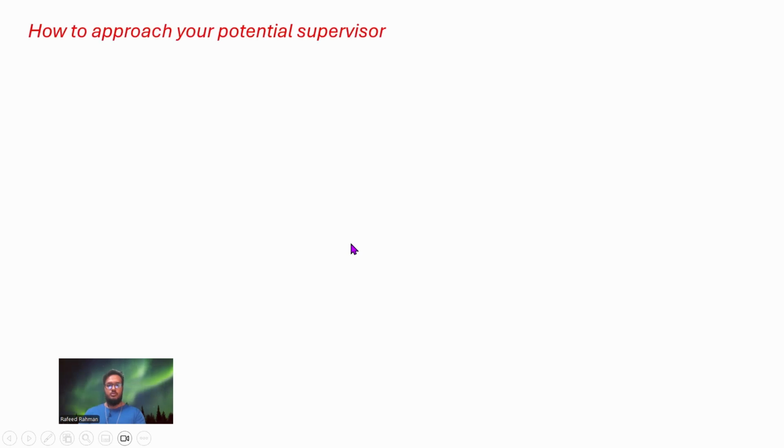So next, we are going to see how you can approach a potential supervisor. So you have identified some people as your potential research supervisor. Now you need to approach them smartly. So obviously the first step is to write a clear and concise email. This can make a huge difference. So let me explain how you can write a clear and concise email.